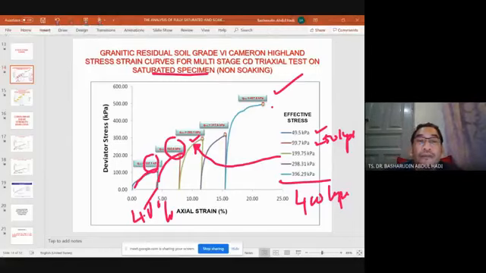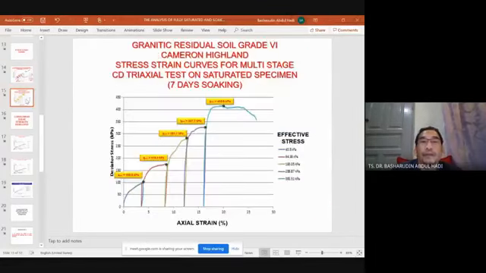Next, what we have is 7 days soaking. You can see that the value is different, something like 45.8 kPa for the effective stress, this line. So you can get Q around 100.3 kPa, a little bit lower.